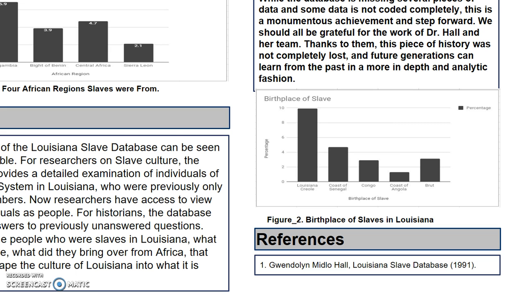Figure 2 is a bar graph on the top percentage concentrations of birthplaces of the slaves. These places were Louisiana, which formed the Creole population of slaves, the coast of Senegal, the Congo, the coast of Angola, and Brut.